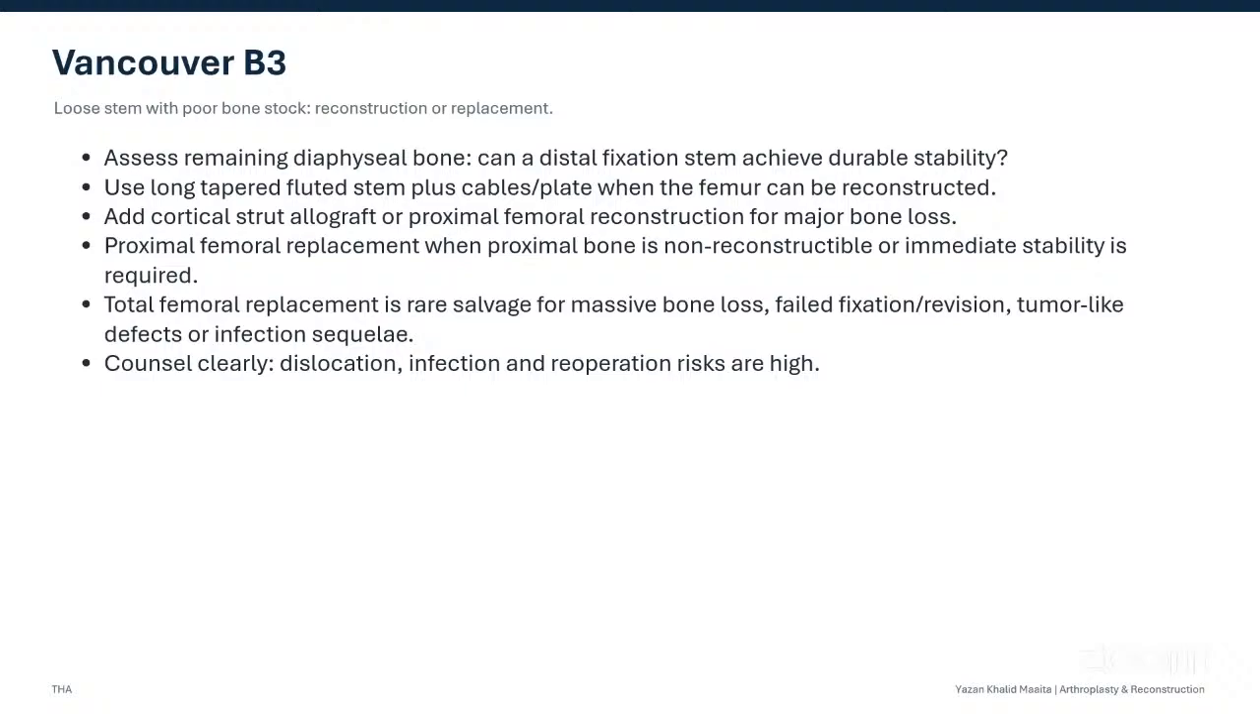Total femur replacement is a rare salvage for bone loss, failed fixation or revision, like a tumor defect or infectious consequence.